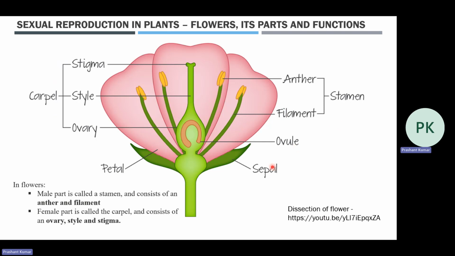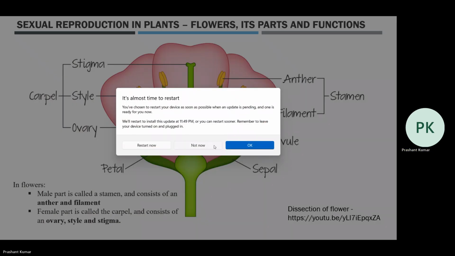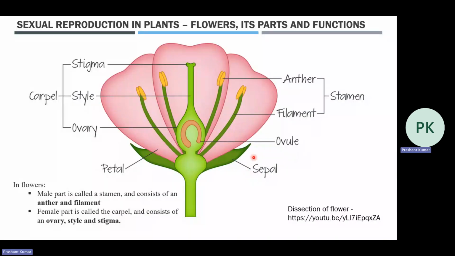Apart from this, there are petals, which are bright in color other than green, and the sepals, which are green in color. So always remember the male part is anther and filament, called stamen. The female part consists of stigma, style, and ovary, which is present in the center. Always.